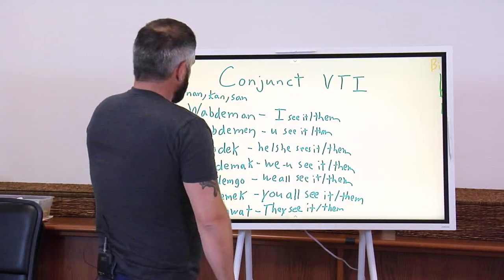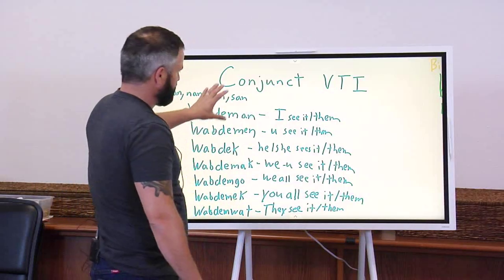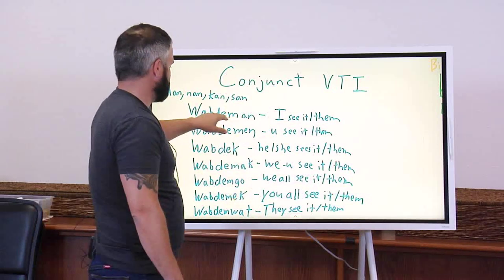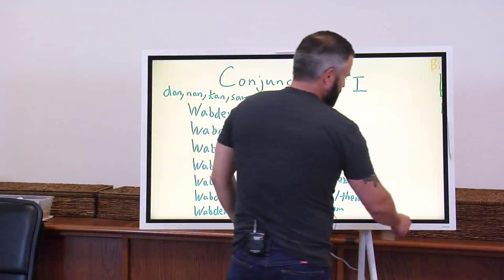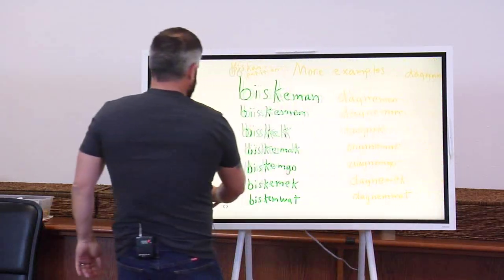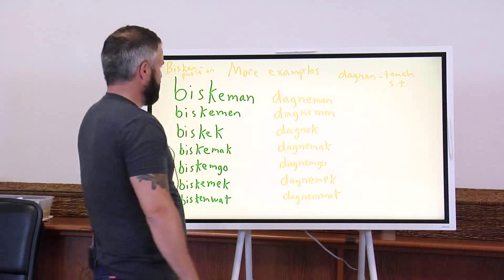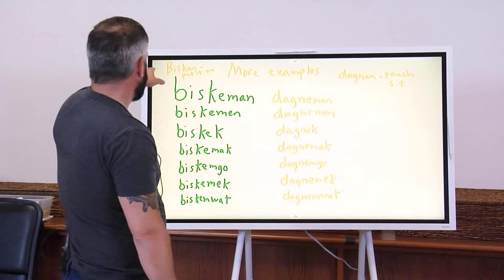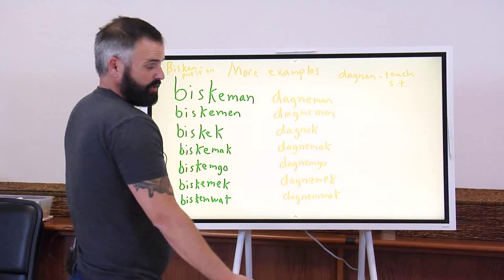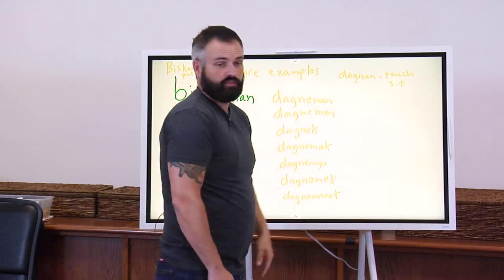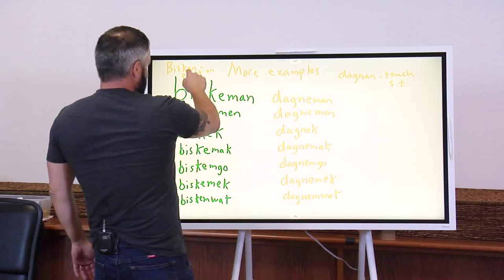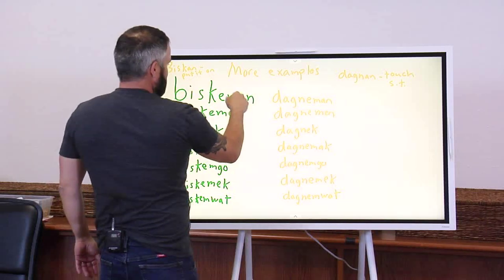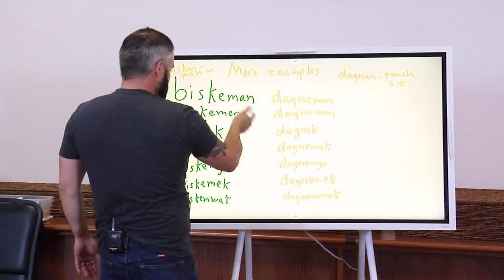Again, the conjunct one's a little bit easier, in the sense of it's just it or them. I know it changes a little bit here, but again, it's just a pattern to put in your mind and memorize. And once you get it down, it'll be easy. Here it is with a couple more examples. We got biskan, the verb to put it on, like a piece of clothing. Dagnan, the verb to touch it. Same thing. The last letter, the A turns into an E, and so it becomes eman, emen, uk.